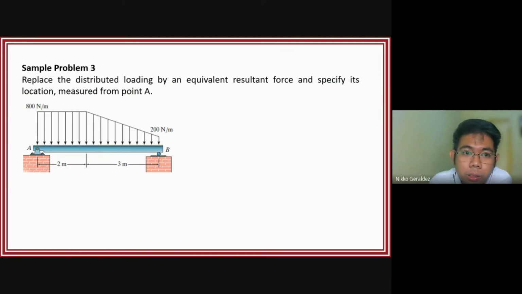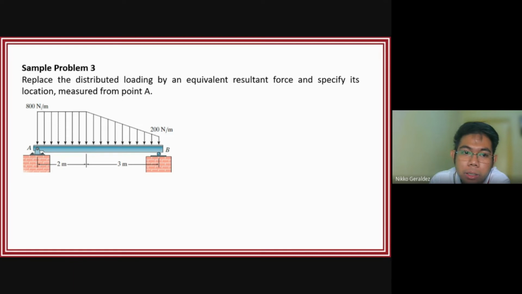Replace the distributed loading by an equivalent resultant force and specify its location measured from point A. At point A, the height is 800 Newton per meter. Then at point B, the other side is 200 Newton per meter. Similar to trapezoidal loading, where we make a rectangular and a triangular shape, we can make this three shapes: two rectangular and one triangular.